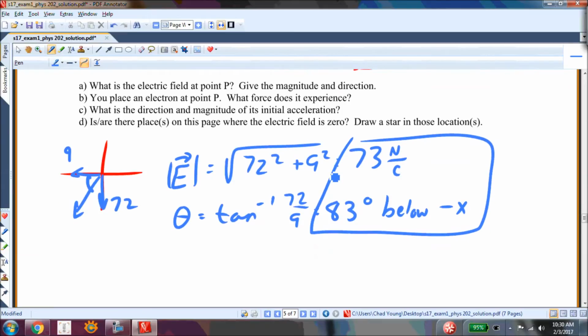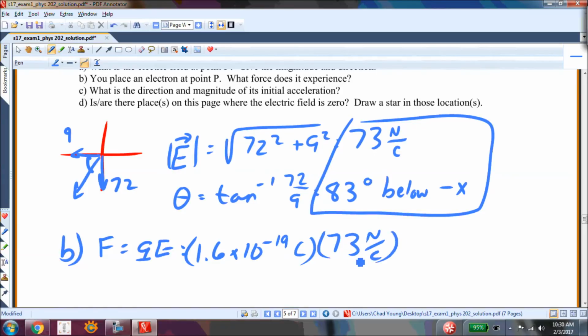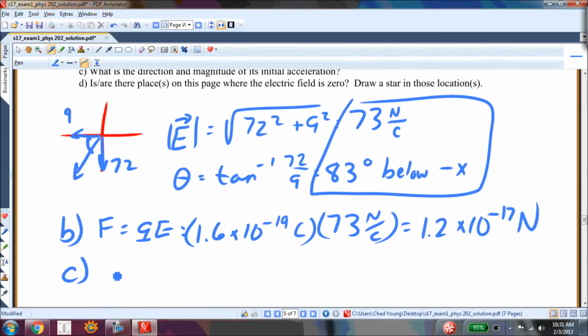You place an electron at point P. What force does it experience? Well, F equals QE, right? So that's 1.6 times 10 to the minus 19 coulombs, that's the charge of an electron, times 73 newtons per coulomb. And that gives me 1.2 times 10 to the minus 17 newtons. And then part C, I want to know what are the direction and magnitude of the initial acceleration.